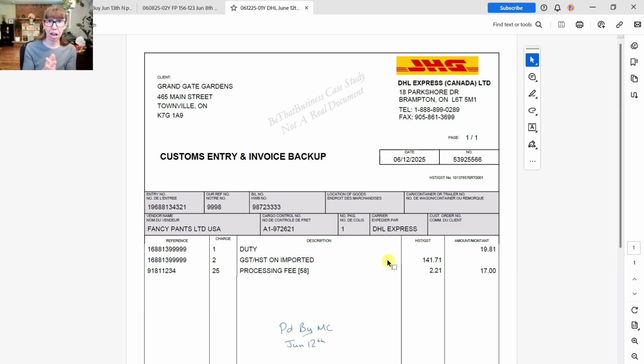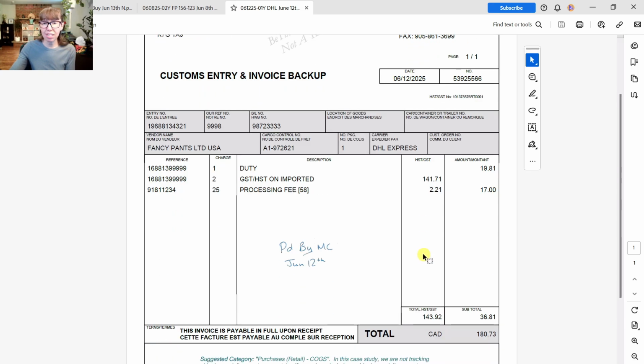I have seen this before, and the reason I have it in the case study is because I want to make sure that people know that on these customs invoices, you can claim the GST that was charged at the border, like all of that. Most of this bill of 180, most of it is GST. How do we put that in? So let's go ahead and put this in.